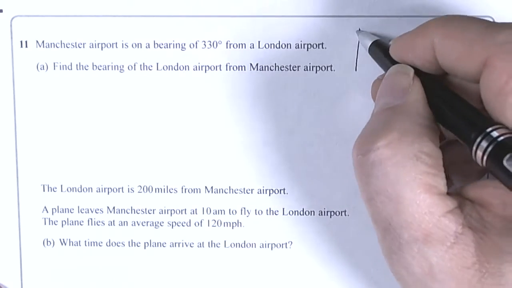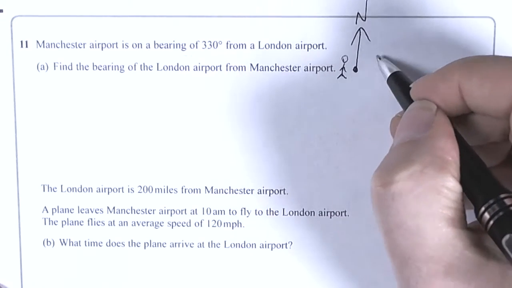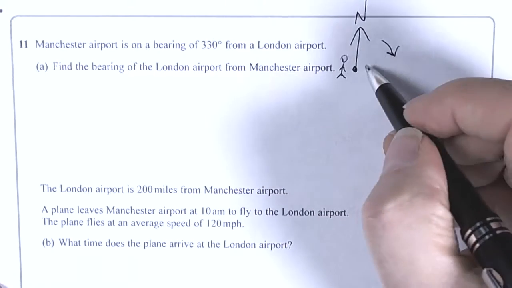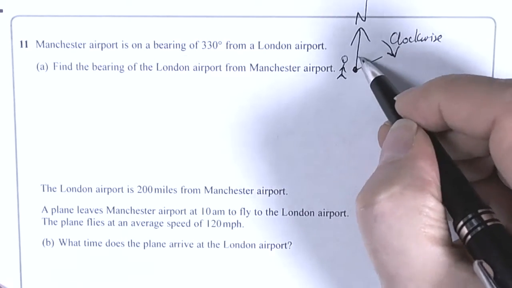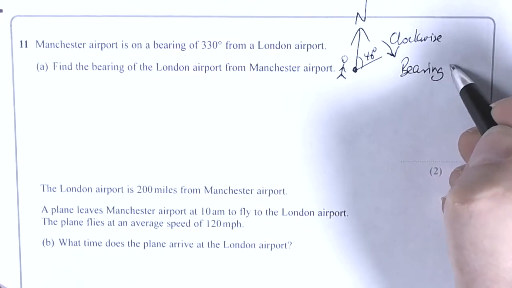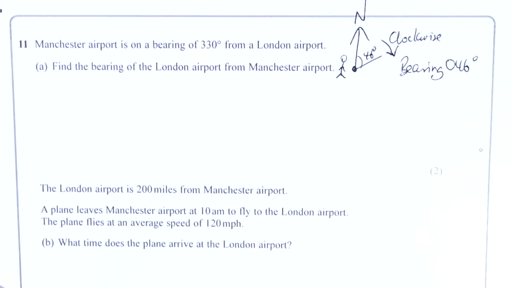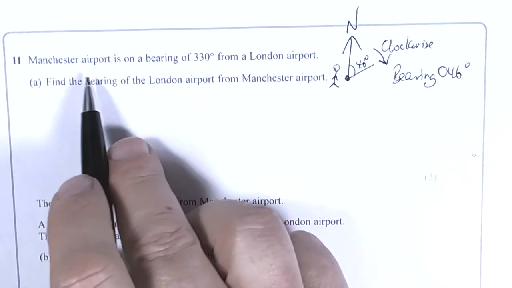So if we remind ourselves what bearings mean: you stood somewhere and you're turning in a clockwise direction, and whatever angle you turn is the bearing. So if this was 46 degrees, then the bearing would be 046 degrees. So we've got to remember 3 digits for a bearing. Let's have a look at the question and see what it's talking about.